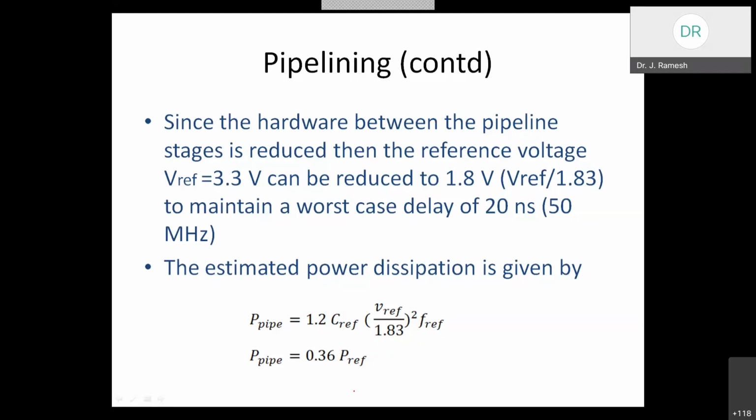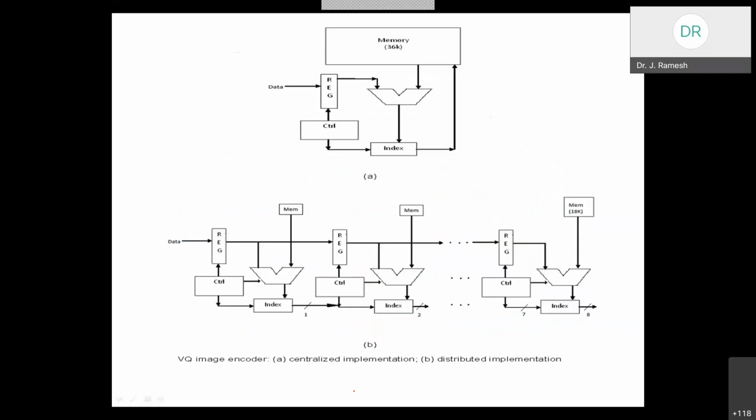So by employing parallelism and pipelining concepts, we can reduce the power. Again, we can go for distributed processing also. By distributed processing, even though the area is getting increased, the power will be reduced.